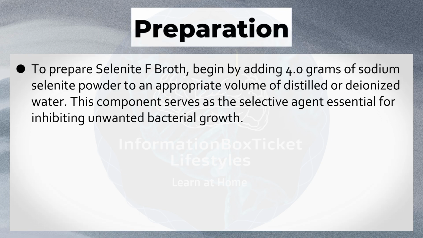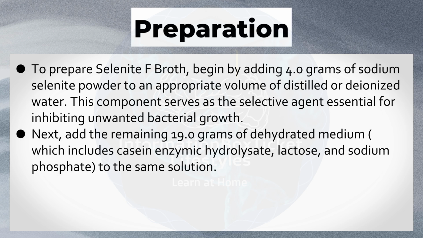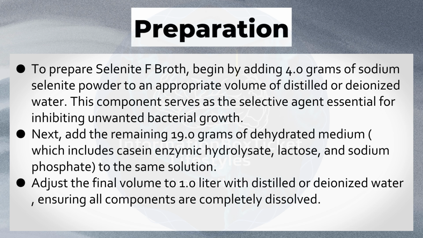To prepare Selenite F Broth, begin by adding 4.0 grams of sodium selenite powder to an appropriate volume of distilled or deionized water. This component serves as the selective agent essential for inhibiting unwanted bacterial growth. Next, add the remaining 19.0 grams of dehydrated medium, which includes casein enzymic hydrolysate, lactose, and sodium phosphate, to the same solution. Adjust the final volume to 1.0 liter with distilled or deionized water, ensuring all components are completely dissolved.